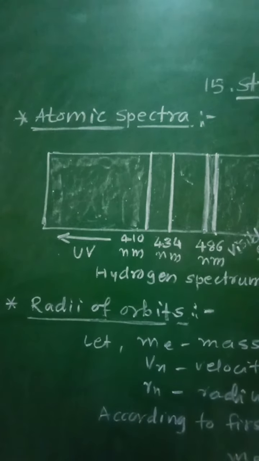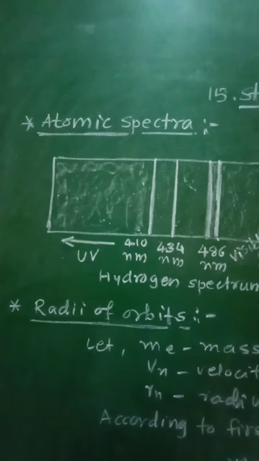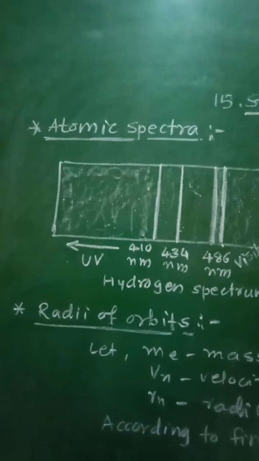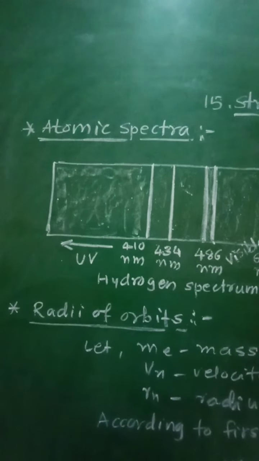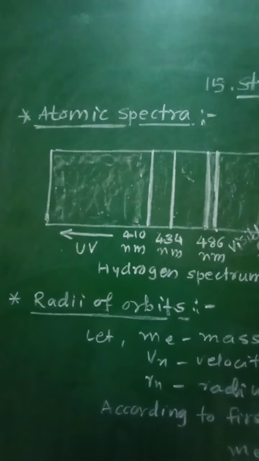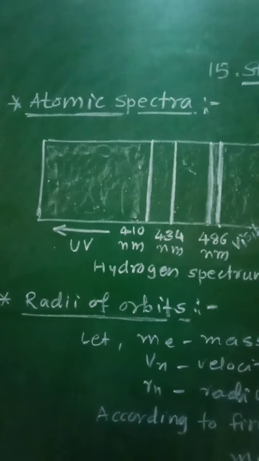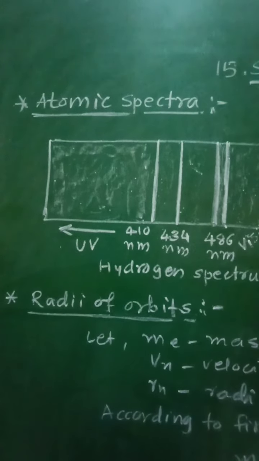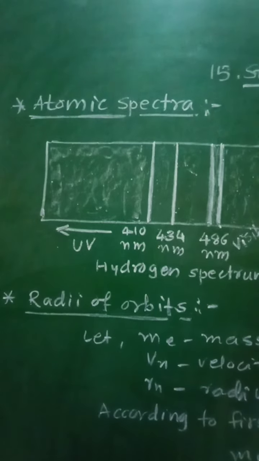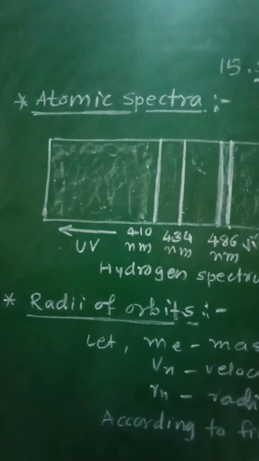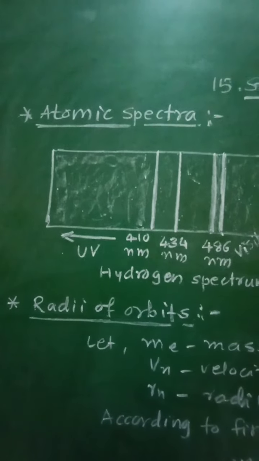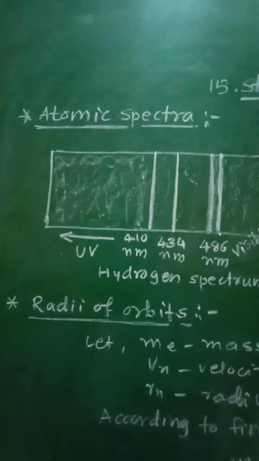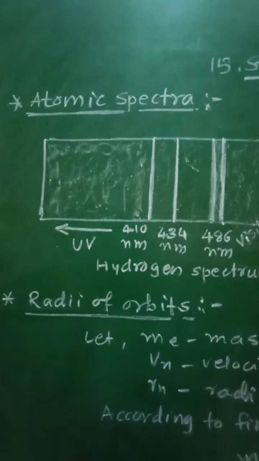On the other hand, when hydrogen gas is heated inside a glass tube to high temperature, the emitted radiation has only a few selected wavelengths, that is, particular wavelengths. And when it is passed through a prism, a line spectrum is observed for the visible region.